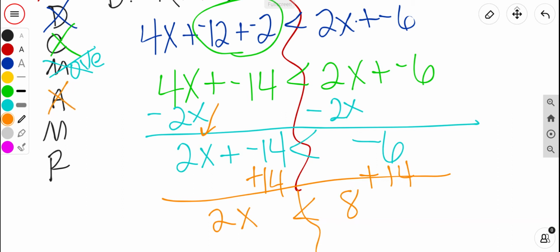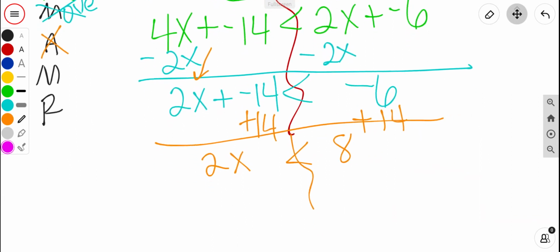Okay. Now I've got to multiply or divide. This time I'm going to multiply or divide to get the x alone because that's a multiplication. I've got to divide. So I got x is less than 4.